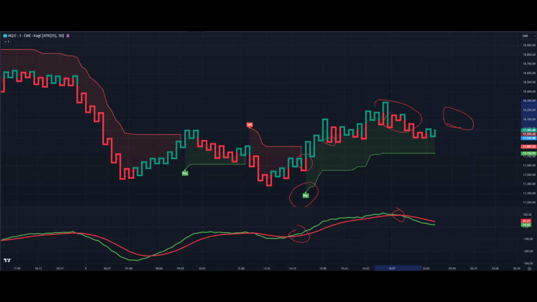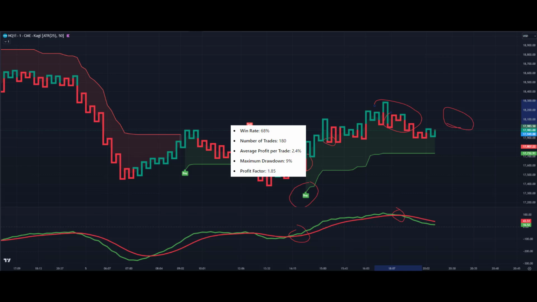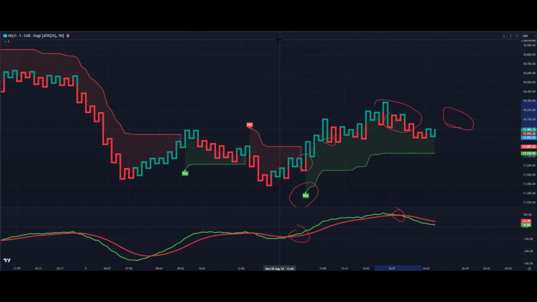Now what does that give you in terms of statistics results? Well, used a 4-year back test here, win rate 68%, 180 trades, 2.4% average profit per trade, max drawdown 9%, and a profit factor of 1.85. And 2 other points to make before moving on.